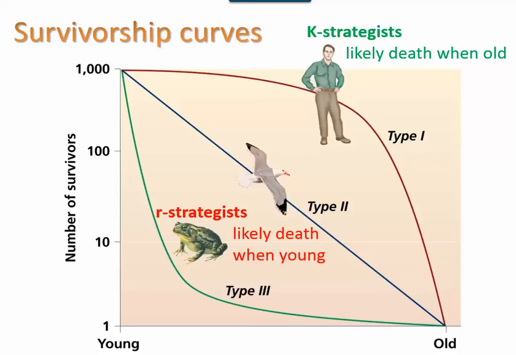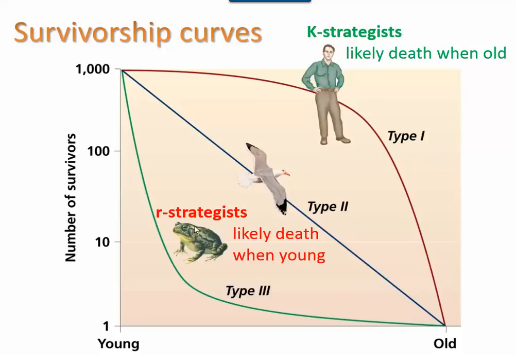Another concept here is survivorship curves. What this means is how many, or what percentage, of a population will survive with each year as they get older. So from young to old, this is age on the horizontal. And what we find here is that R strategists have a survivorship curve that dips down quickly. So in the first couple years, you would have likely death when young. And I say first couple years, it could even say first couple months for that matter.